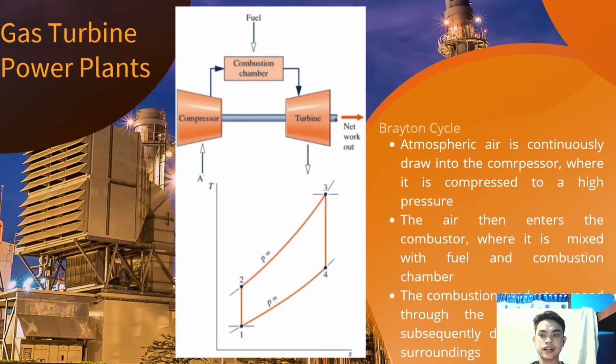So this is the gas turbine power plant, or the Brayton cycle. Atmospheric air is continuously drawn into the compressor where it is compressed to a high pressure. The air then enters the combustor where it is mixed with fuel in the combustion chamber. The combustion products expand through the turbine and are subsequently discharged to the surroundings.